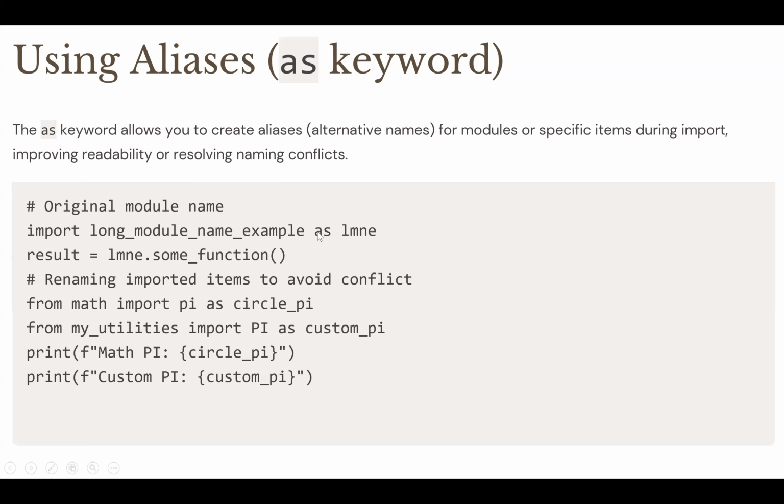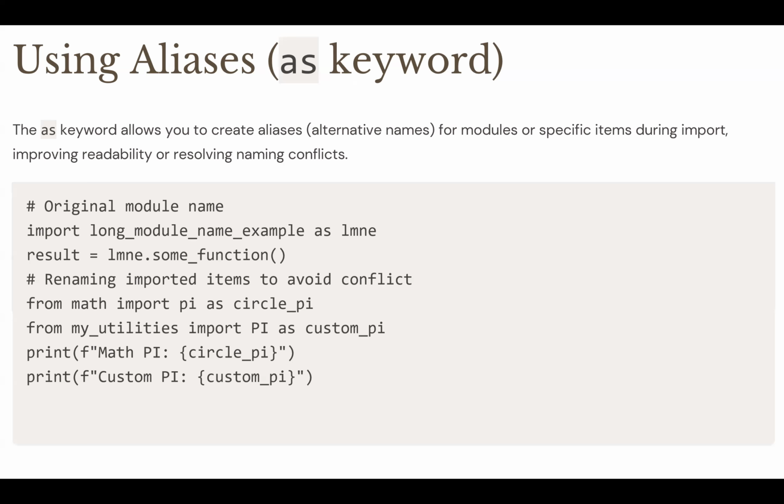Use the keyword as, which is going to give a new alternative name for an existing module. Here, in short, I can write it as LMNE. Now onwards, instead of using this long module name, I can just use LMNE. Here is an example: result is equal to LMNE dot sum functions. Clear? Okay.